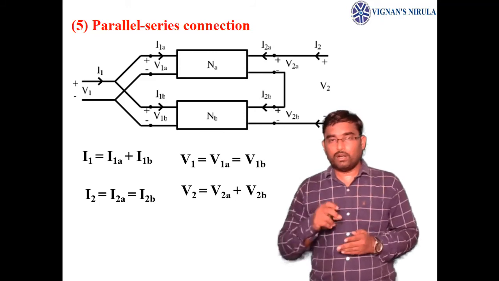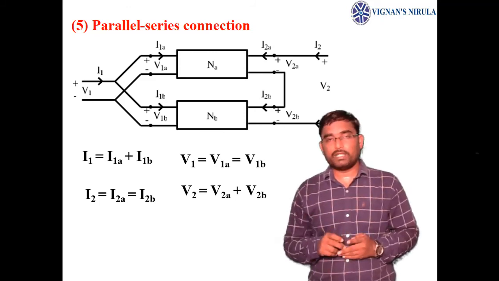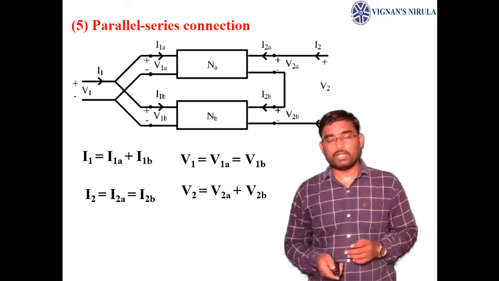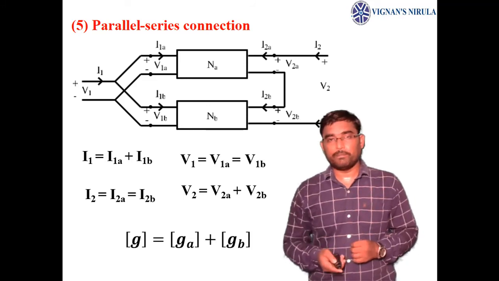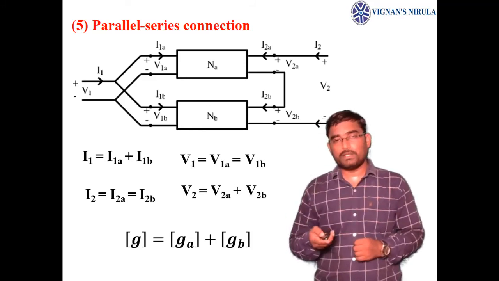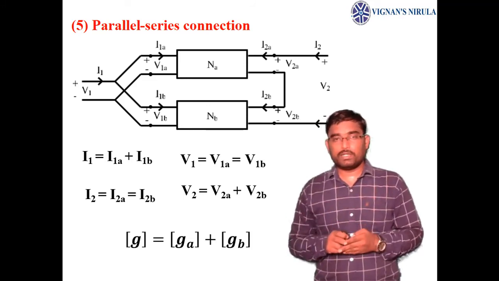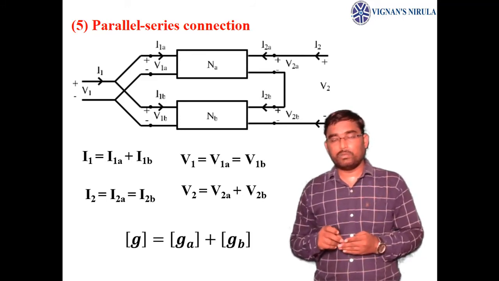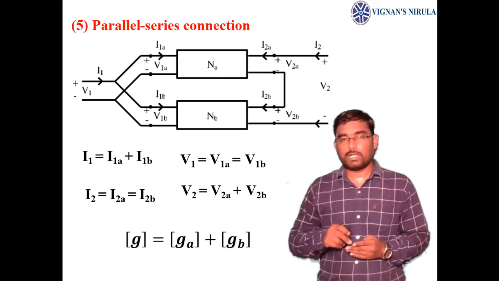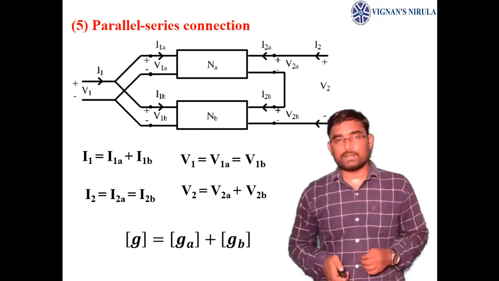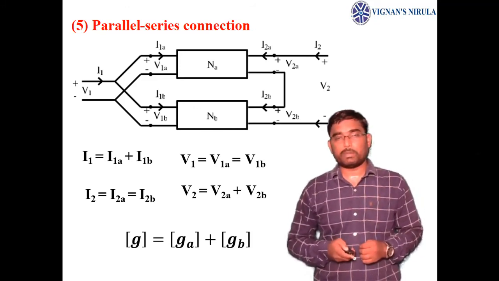By putting all these relations in the Z parametric equations of network A and network B, and by adding those sets of equations, we can get this relation, which is G equals GA plus GB. G equals GA plus GB means the parameters of the overall parallel series connected two-port network can be obtained by adding the individual parameters of the individual two-port networks. This is the conclusion point for this parallel series connection.